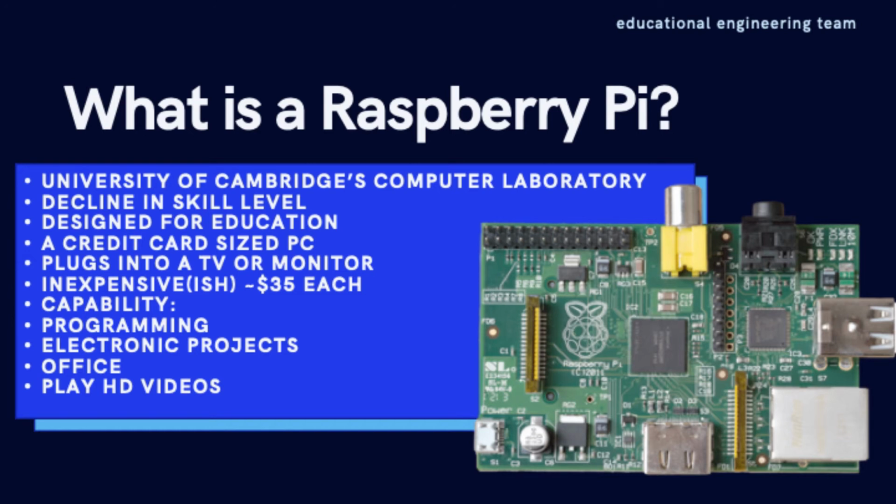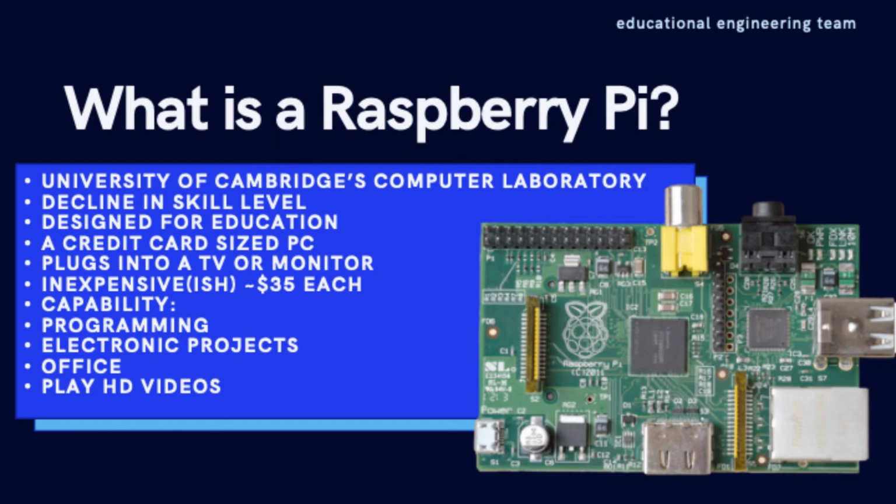Now the University of Cambridge Computer Library is using the Raspberry Pi. Raspberry Pi declines in skill level. It is designed for education. It is a credit card size PC. It is being plugged into a television or computer or any monitor. And Raspberry Pi is actually inexpensive. It is around $35 each.